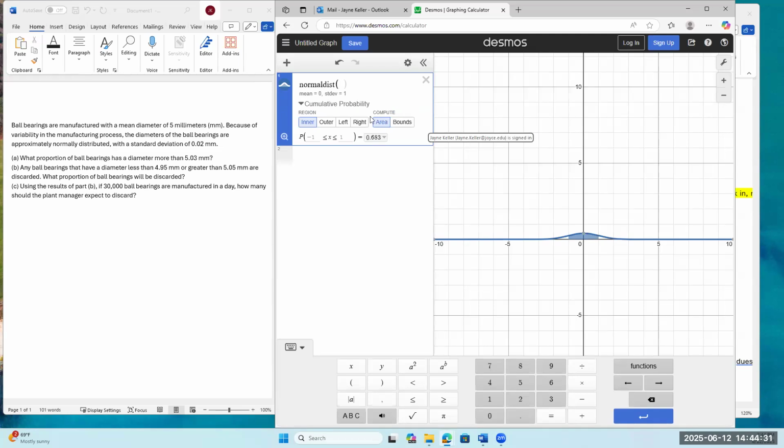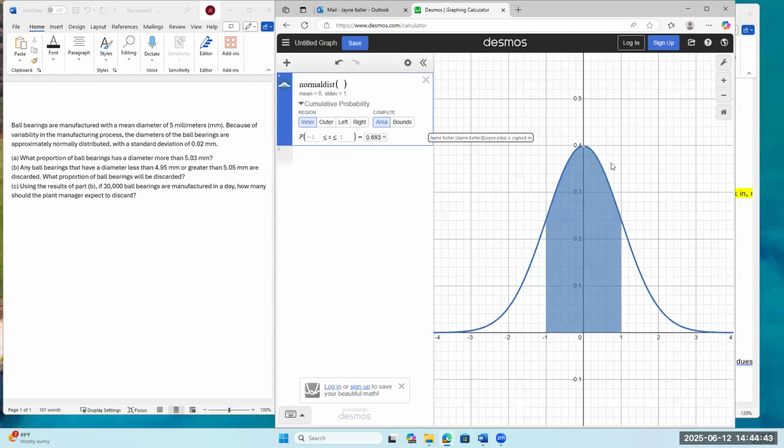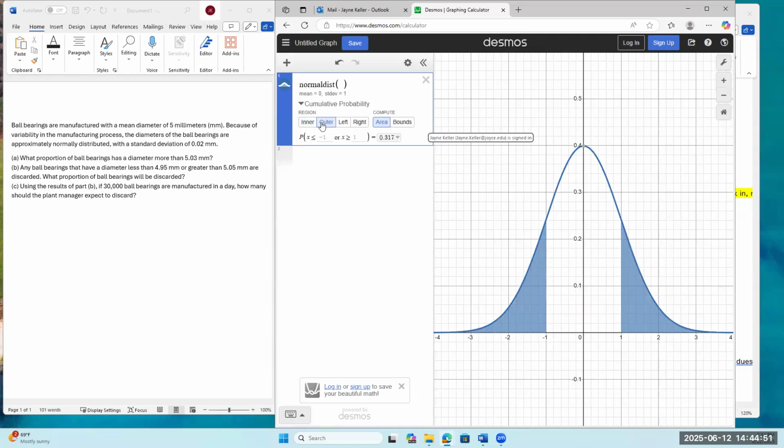In this week's work, we were looking at how to compute areas. So we're going to keep area selected. And then over here, I can select the region that I'm interested in. Do I want an inner region? And you can notice that it's showing me the region over here, which is kind of nice. So I can make sure that I have what I think I have. The outer region, of course, would be on the outer bounds of what I'm giving it.